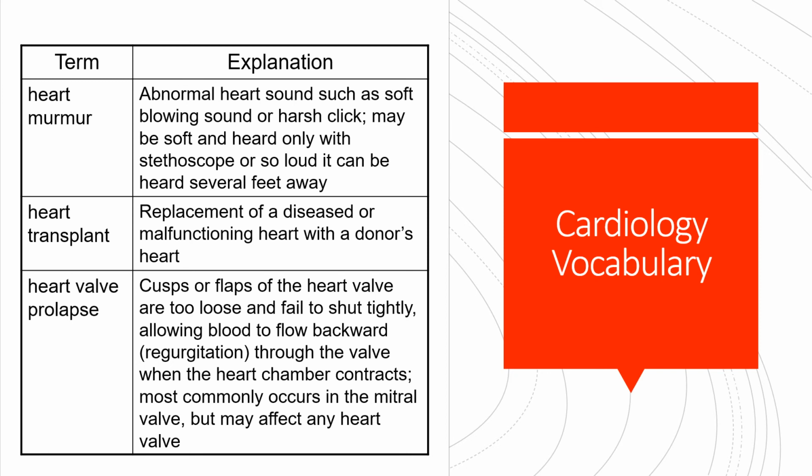Heart valve prolapse is where the cusps or the heart valve flaps are too loose and fail to shut tightly, allowing blood to flow backwards, which is a process called regurgitation through the valve when the heart chambers contract. This most commonly occurs in the mitral valve, but it can also affect other valves in the heart.